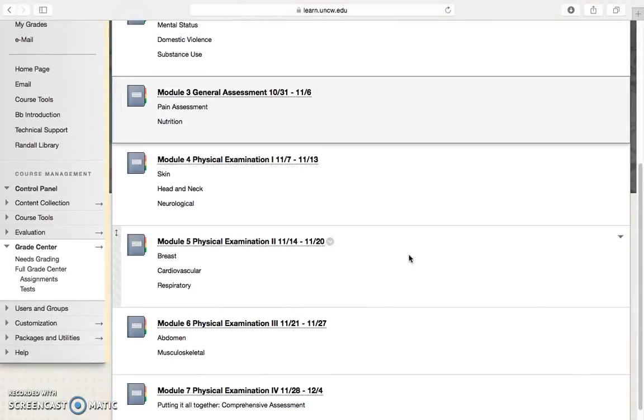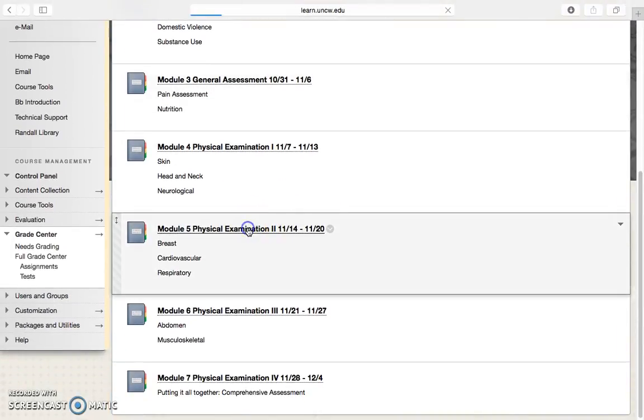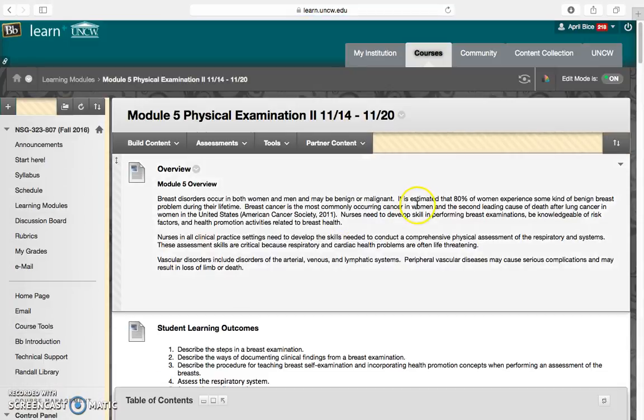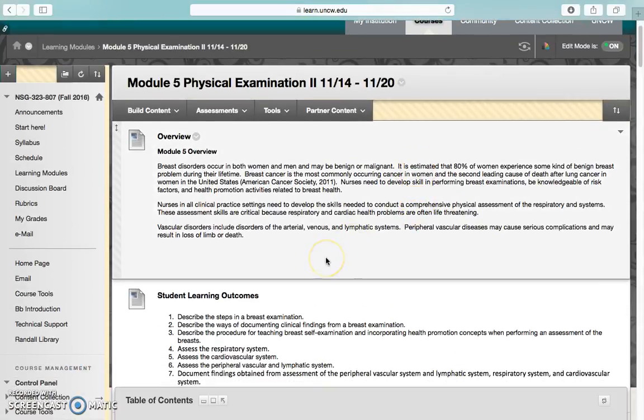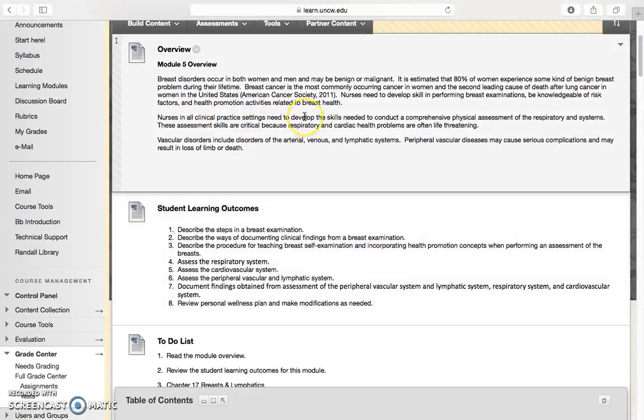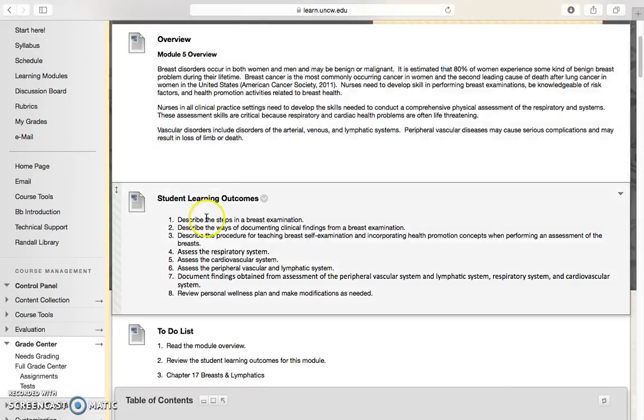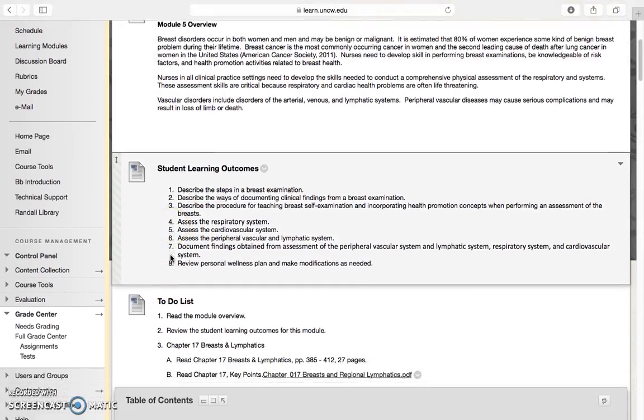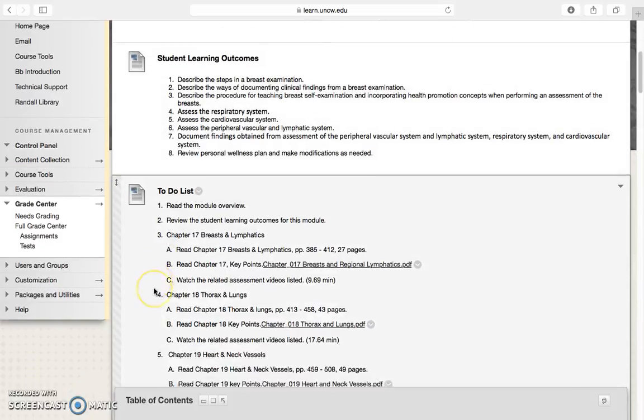Today we're going to go over, as we do weekly, Module 5 Responsibilities, Assignments, and Activities. This week we will be focusing on the breast disorders that occur in both men and women, also your respiratory and cardiovascular system, as well as the peripheral vascular and lymphatic system. You do have an overview of this week's learning objectives as well as module objectives and your learning outcomes.